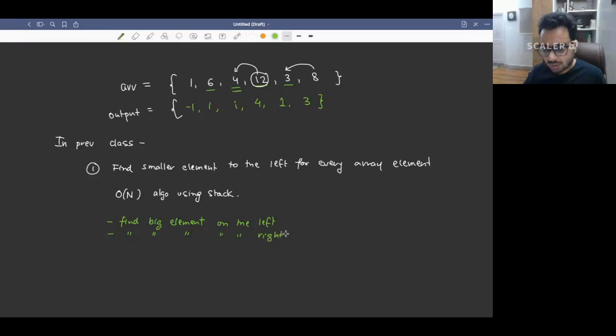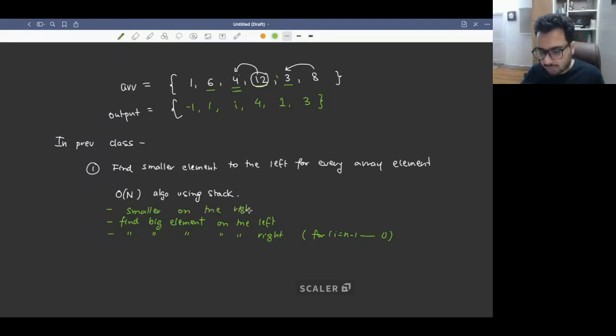Can I also find the bigger element on the right? What will change in the problem? For this array, for let's say 4, I want to find the bigger element on the right. Just on the right, it is 12. For 3, it is 8. For 12, the bigger element does not exist. That's correct, you have to iterate from n minus 1 to 0. And similarly, you can also find the smaller element on the right.